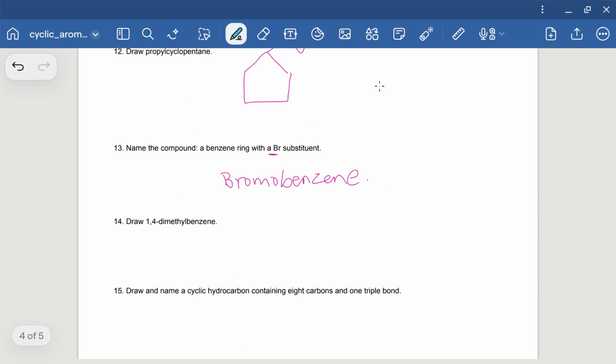Draw 1,4 dimethylbenzene. So we draw our benzene ring. Again, start wherever you like. If I'm going to go clockwise or counterclockwise, it won't matter, just having to start. If that's 1, 2, 3, 4, that would be my other methyl group.